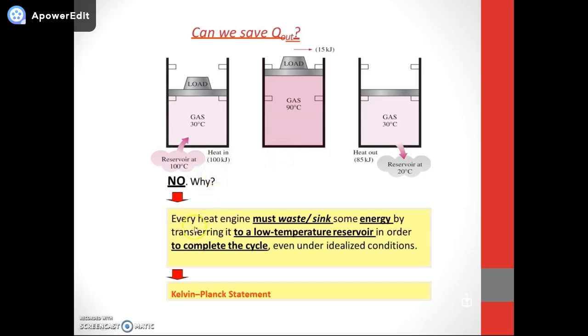So every heat engine must waste some energy by transferring it to a low temperature reservoir in order to complete the cycle, even under idealized conditions. This is the Kelvin-Planck statement.